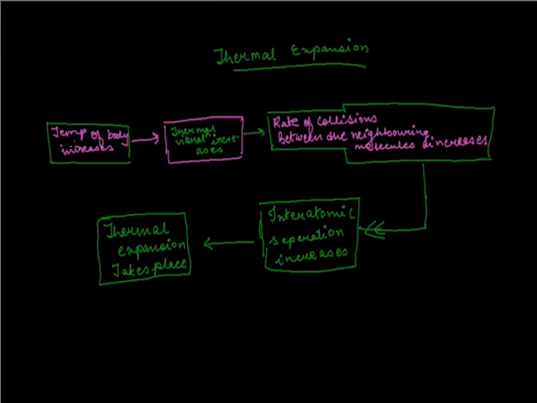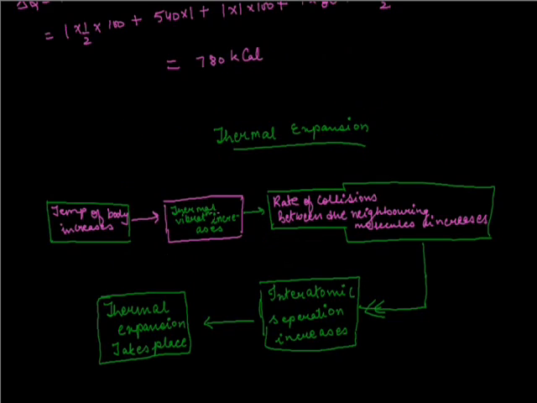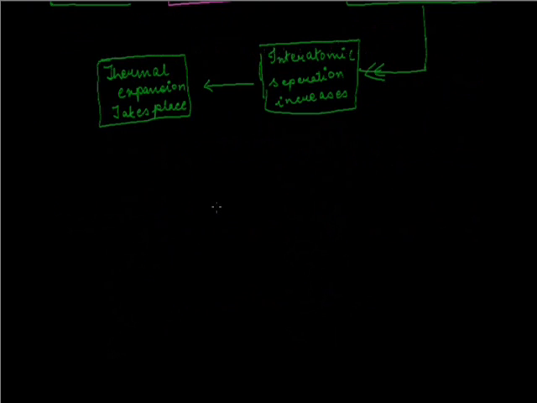If we read it again, the temperature of the body increases first, which is followed by thermal vibrations in the neighboring molecules. Because of thermal vibrations, the rate of collision between the molecules increases, which leads to the interatomic separation of the molecules, and hence the thermal expansion takes place.